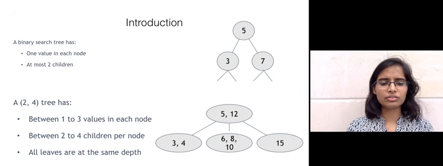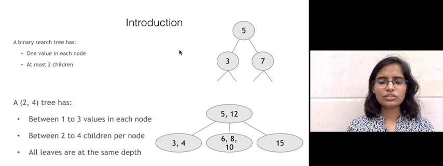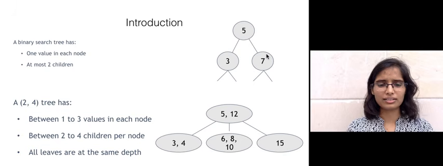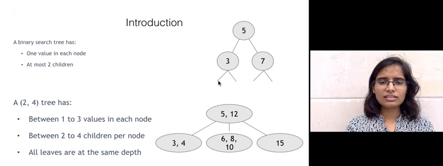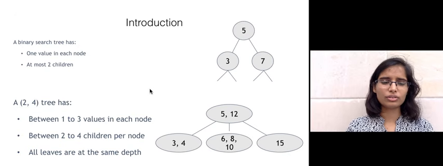Now in a binary search tree, every node contains a single value and has up to 2 children with the property that the child with the value less than the node lies on the left side and the child with the value greater than the node lies on the right side. So this is a binary search tree. And now I'll show you how a 2-4 tree resembles a binary search tree.